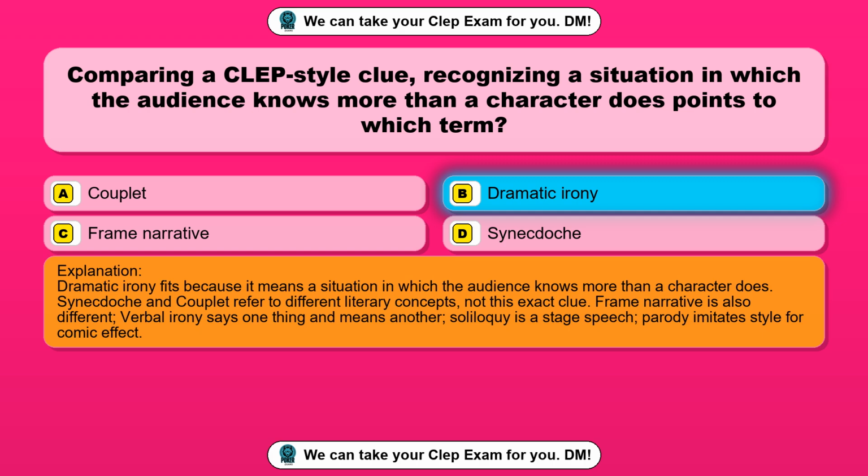Dramatic irony fits because it means a situation in which the audience knows more than a character does. Synecdoche and couplet refer to different literary concepts, not this exact clue. Frame narrative is also different. Verbal irony says one thing and means another. Soliloquy is a stage speech. Parody imitates style for comic effect.